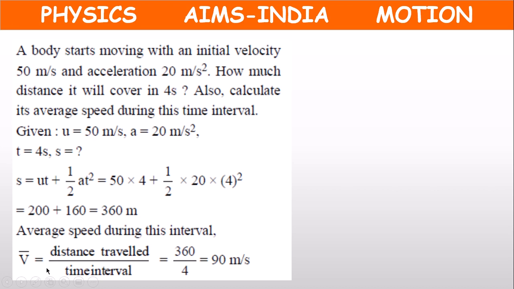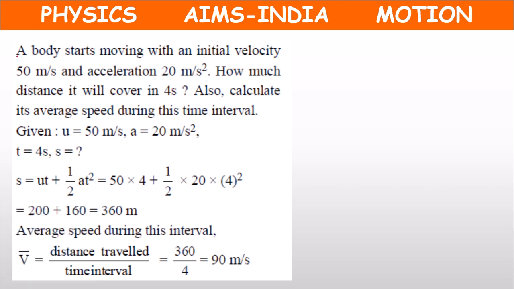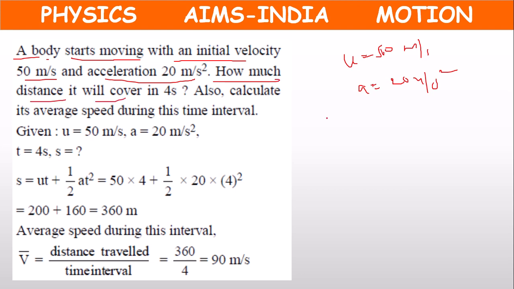So let's solve some example problems, children, based on previous concepts. A body starts moving with an initial velocity of 50 meter per second. Initial velocity u equal to 50 meter per second, and acceleration a equal to 20 meter per second square. How much distance will it cover? Distance S we have to find in 4 seconds. Time 4 seconds they have given.